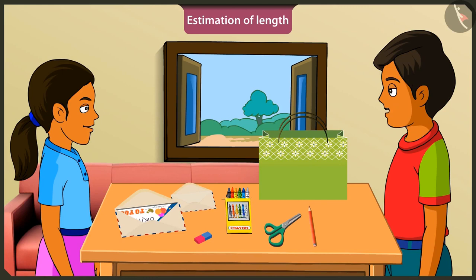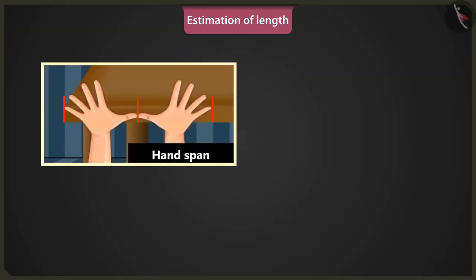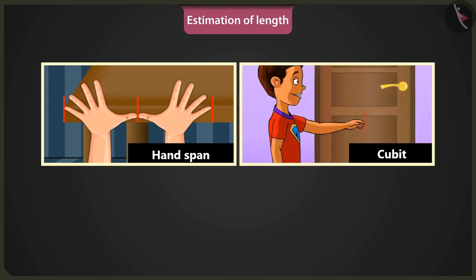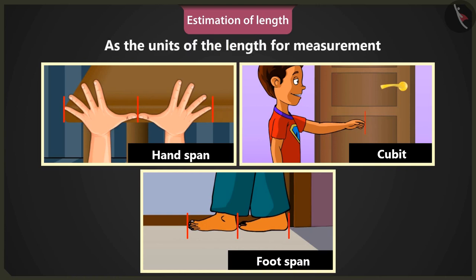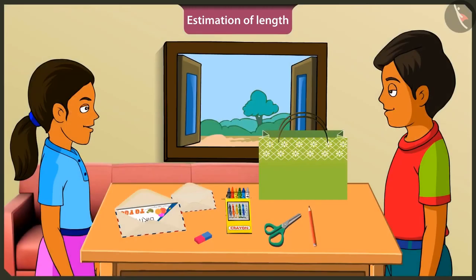Do you know, Mintu, when I went to my grandfather's house during the holidays, he told me that people during the old times used certain body parts to determine the length of objects. People used estimated measures of everything during those times. How's that? Those days, people used the length of palm, that is hand span, length of hand, that is cubit, and length of foot, that is foot span, as units of measurement of length. Mintu, some people use these units even today to estimate the length.